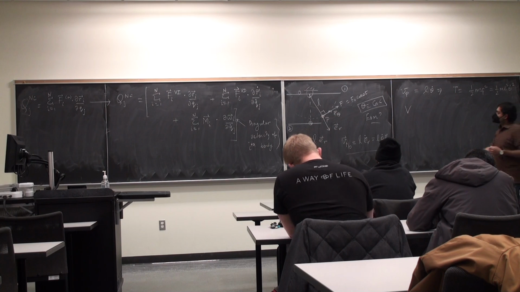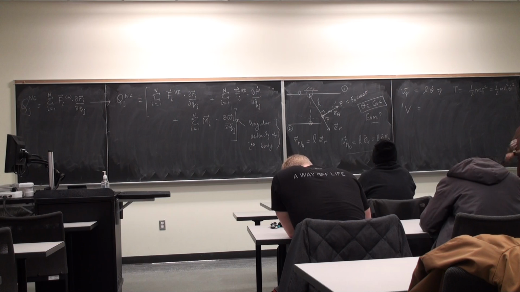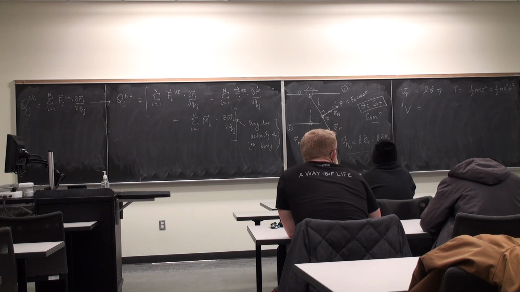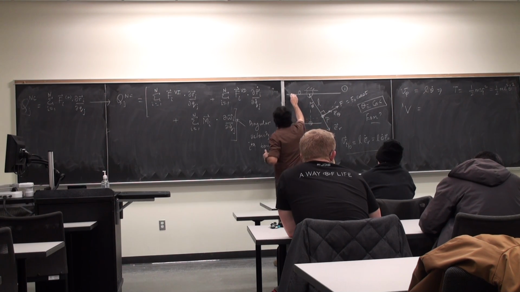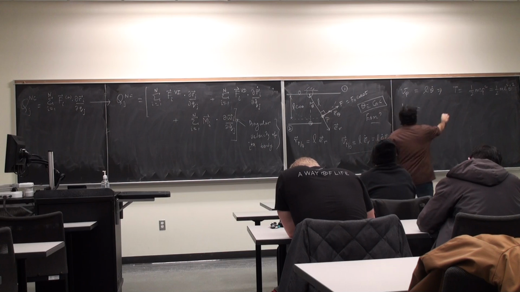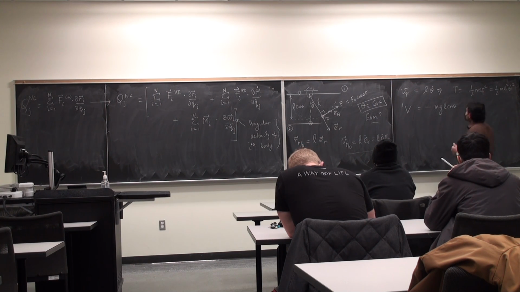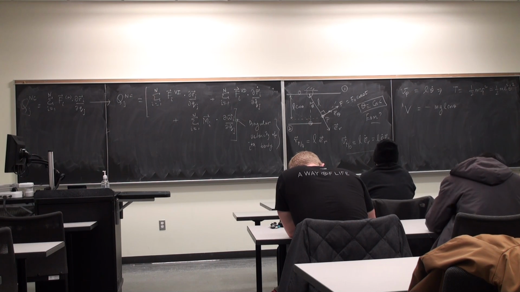So V with respect to position 1 is going to be, since you're looking below the datum, the following value. So this is theta, and this is L cosine theta. So minus L cosine theta times mg. Mg times y is the potential energy function. So this is minus mgL cosine theta because I'm looking below the datum.